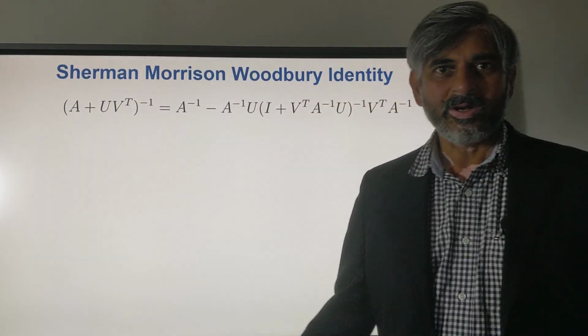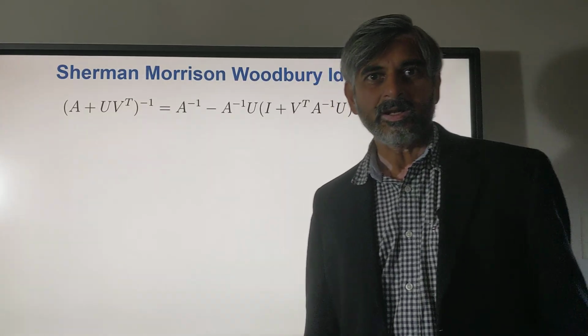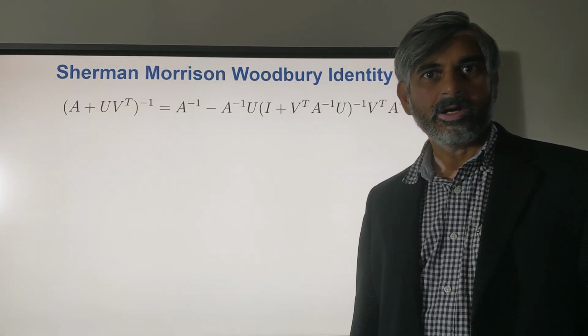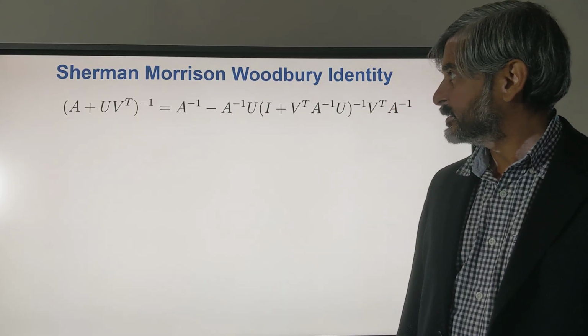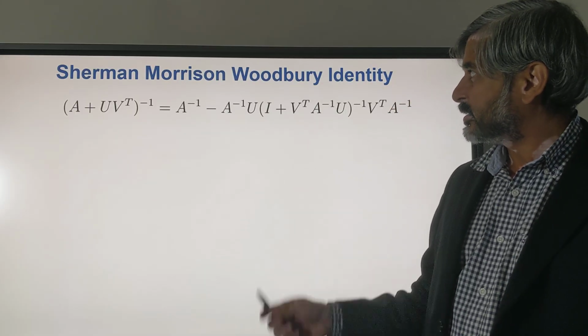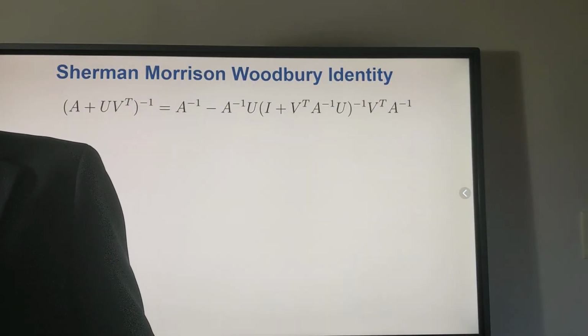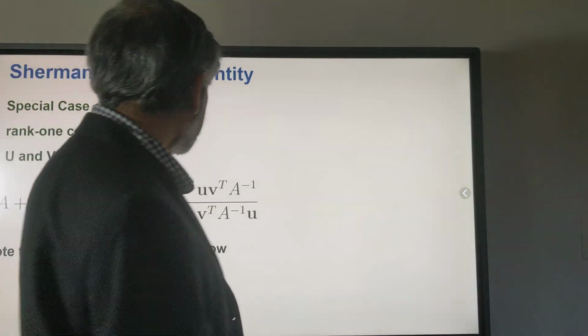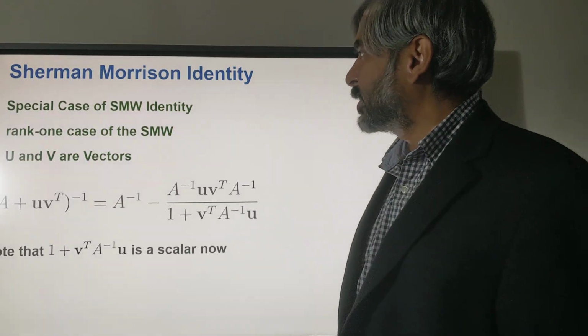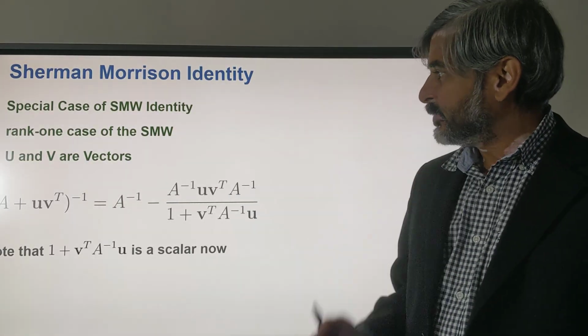So, hello everyone, welcome back again into another topic on linear algebra for machine learning. In the previous video, I talked about the Sherman-Morrison-Woodbury identity, and what I'm going to do is discuss a special case of the Morrison-Woodbury identity called the Sherman-Morrison identity.